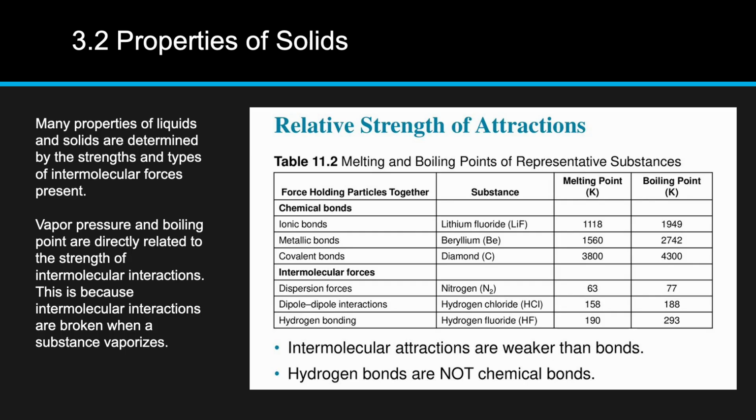All right, so moving on to 3.2. Many properties of liquids and solids are determined by the strength and types of intermolecular forces that are present. Vapor pressure and boiling point are directly related to the strength of intermolecular interactions. This is because intermolecular interactions are broken when a substance vaporizes. So something with weaker intermolecular forces is much easier to vaporize, which is why something with a low boiling point has a high vapor pressure. And something with really strong intermolecular interactions, it's harder to break or harder to vaporize, which means something with a really high boiling point is going to have a really low vapor pressure.